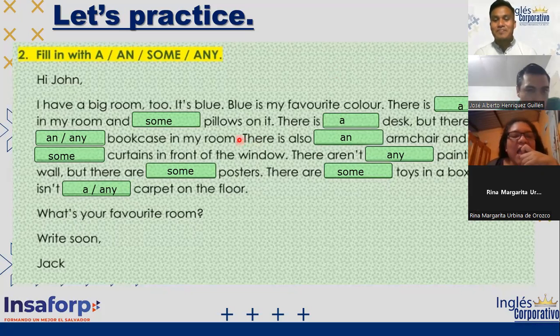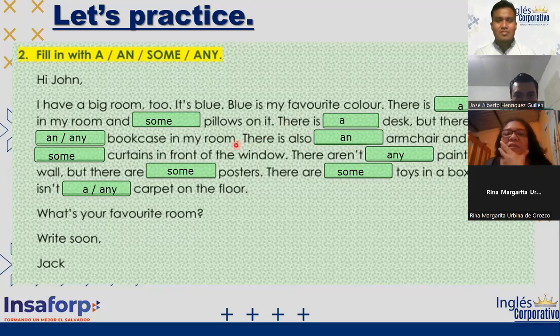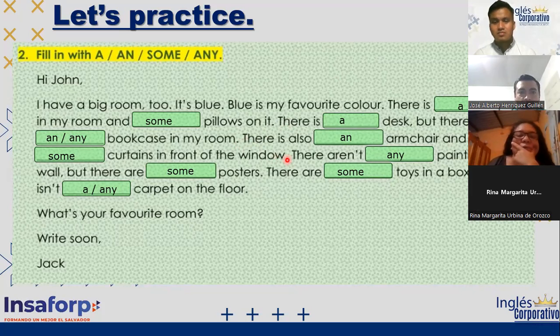So, okay, Zulma, it was your turn, right? Yes. Let's go. There is a desk, but there is not any bookcase in my room. Thank you very much. Now let's go with Sophia, from here till here. There is also an armchair and some curtains in front of the window. Jose Alberto, from here till here. There aren't any painting on the wall, but there are some posters.